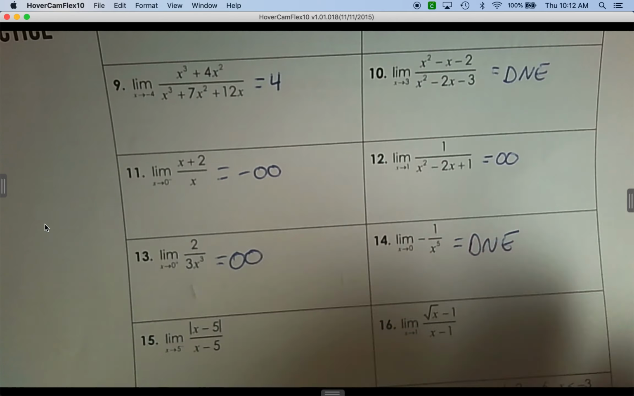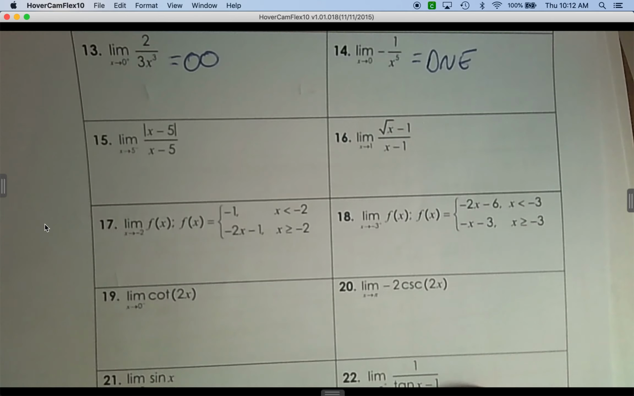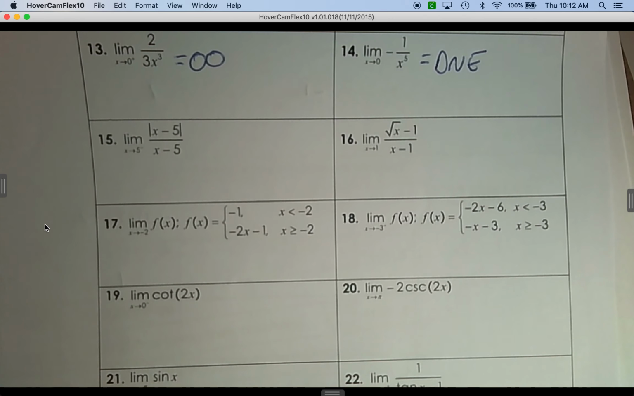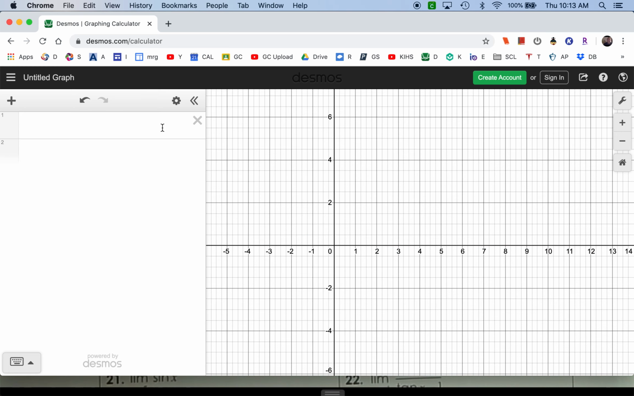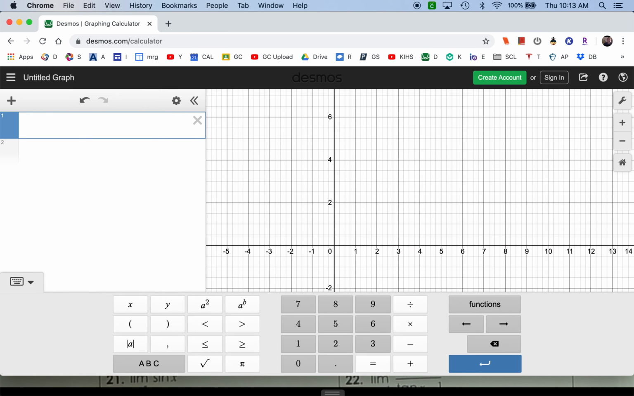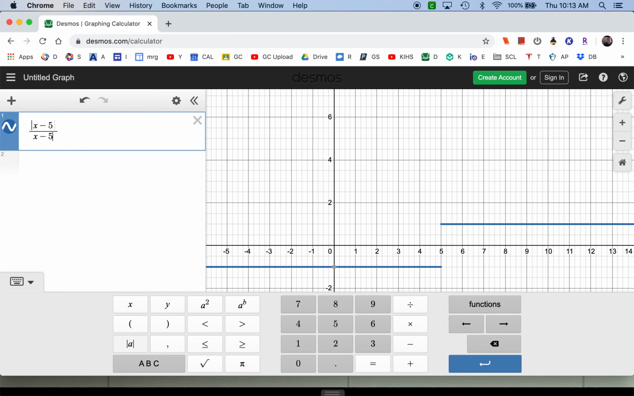All right, we're back. So number 15, again, we're going to be using Desmos as we go here and see is it a one-sided limit or a two-sided limit. So let's go back here, and I'm just going to go from Desmos and show you what it would look like off the graph. So we have the absolute value of x minus 5, and then in the denominator x minus 5, and say what's happening at 5.